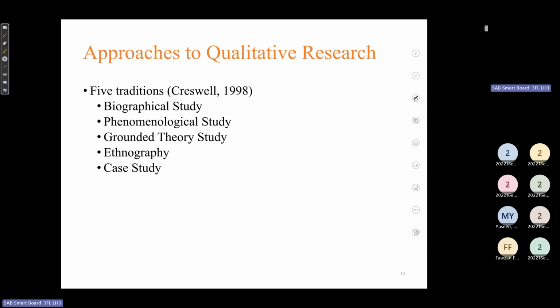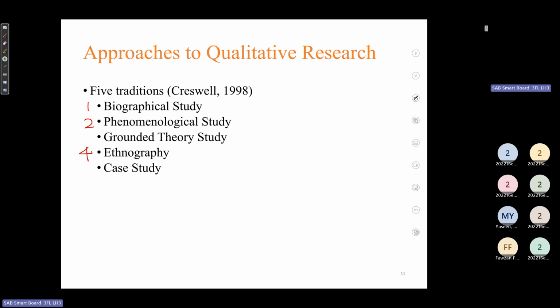They go to Creswell. He is a great researcher who wrote about qualitative research, and he tells that there are 5 approaches. The first approach is biographical study. The second approach is phenomenological study. Then grounded theory. Number 5 is ethnography, and finally case study.